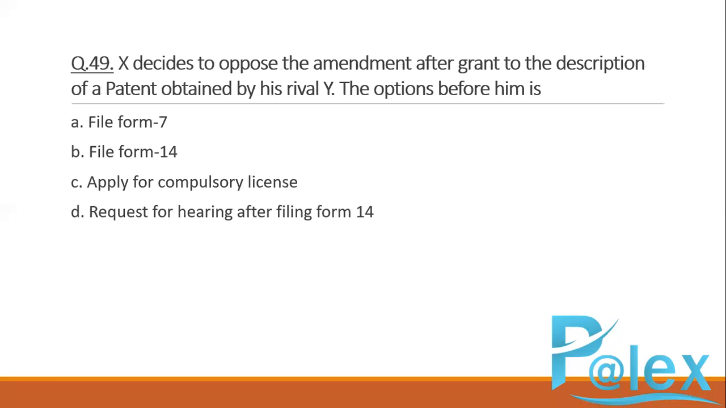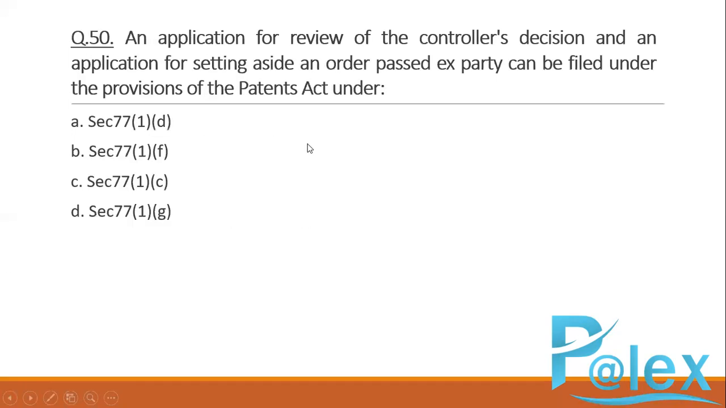Question 49. X decides to oppose the amendment after grant to the description of a patent obtained by his rival Y. The option before him is file form 14 as well as request for hearing after filing form 14. Under form 14, you can actually oppose the amendment after the grant of the description of a patent basically.